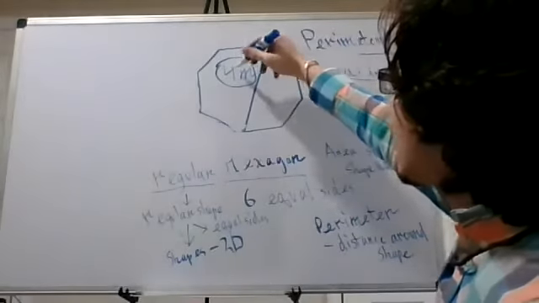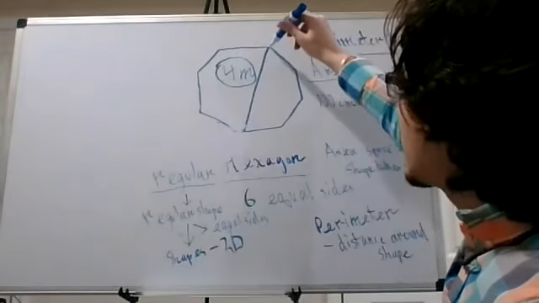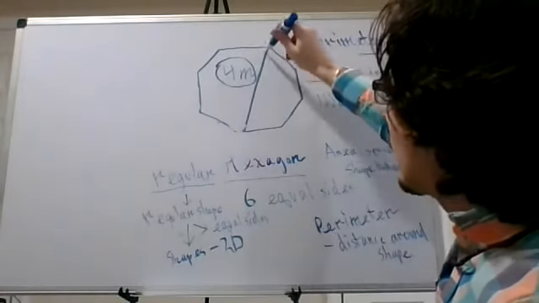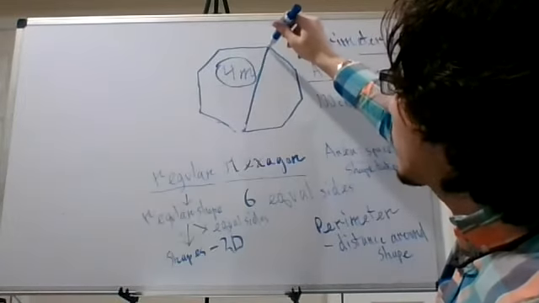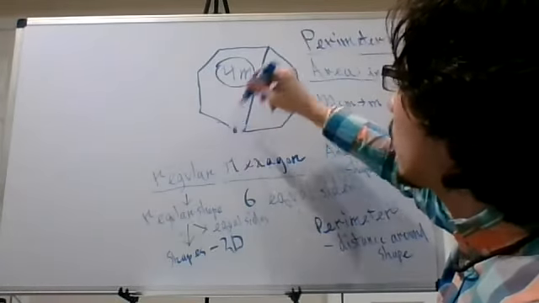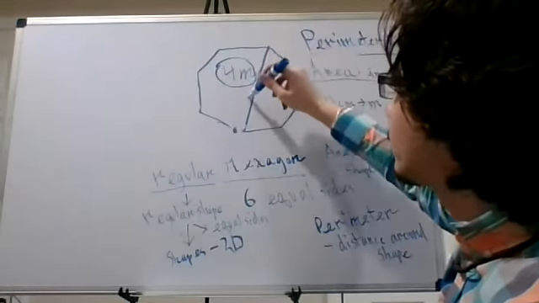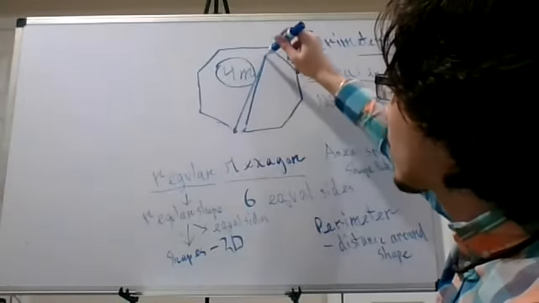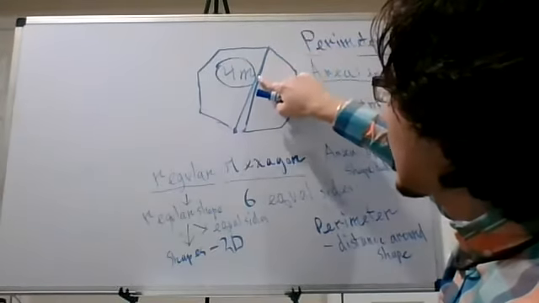So they gave us 4 meters, which is the length of this line that goes from one corner of the hexagon to the other corner of the hexagon. So that means it cuts the hexagon in half.